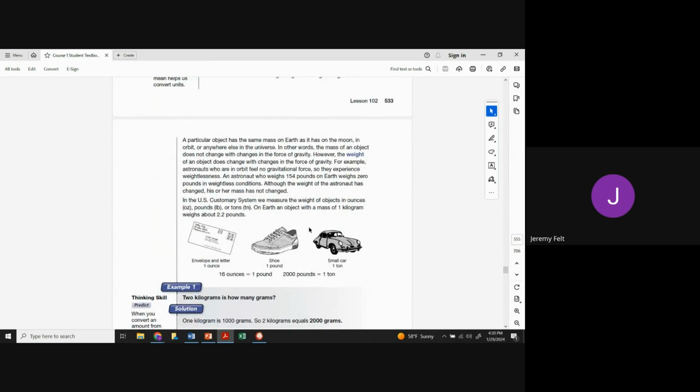If we're talking about the U.S. customary, an envelope and a letter is about 1 ounce. A shoe is about 1 pound. Then a small car is about 1 ton, which is 2,000 pounds.